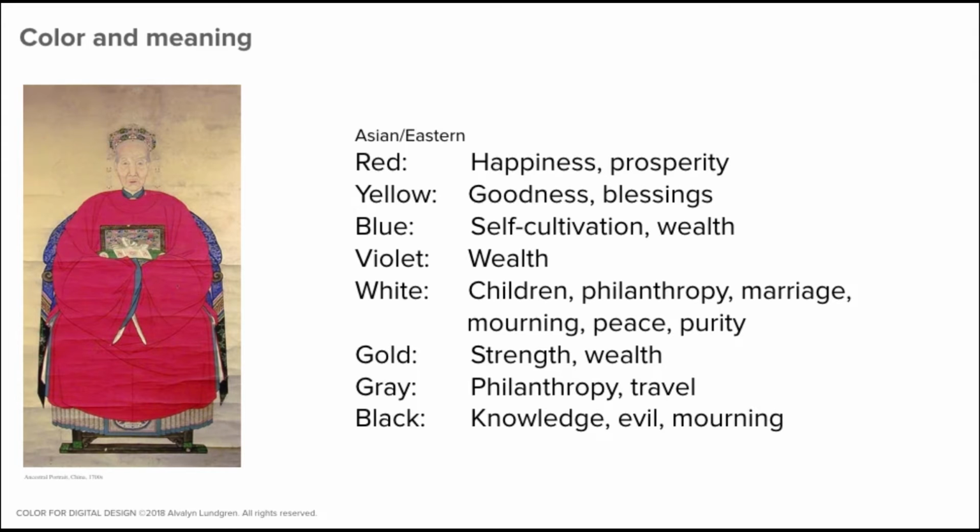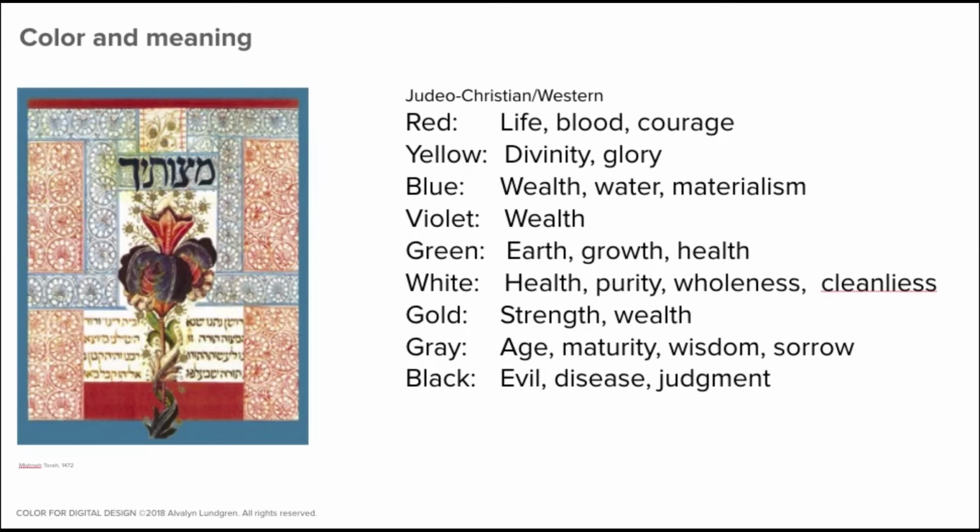So looking at a few hues and how certain cultures use those hues to communicate ideas and principles within their culture, we can see some of these commonalities and also differences. So, for instance, red in Asian culture is about happiness and prosperity, whereas in the Judeo-Christian Western understanding, it's more about courage and it denotes life.